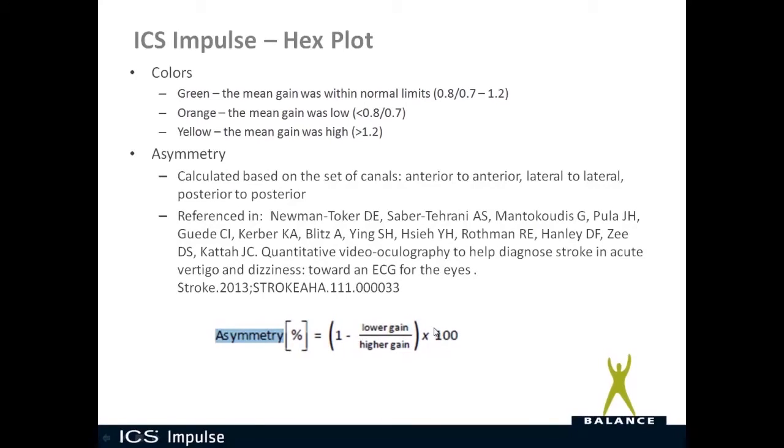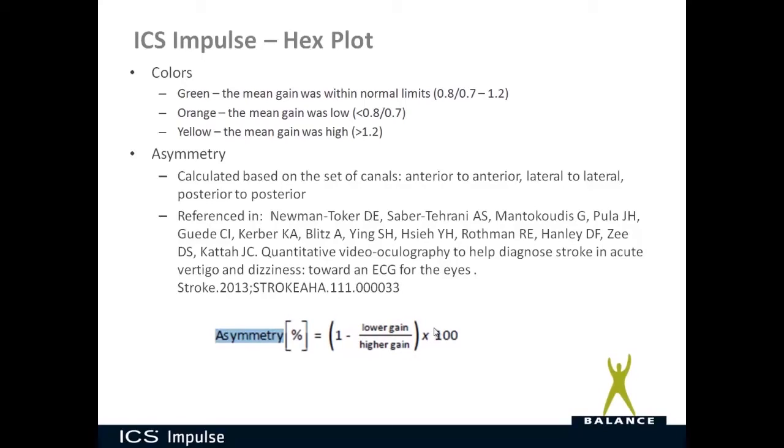So like I said before, the green is within normal limits, the orange is low gain, and the yellow is a high gain. Now, if you were to collect your own normative data and change those limits, then the color is based on the limit set. So if you were to change the limit to, let's say, 0.9, then anything 0.9 to 1.2 would be green.